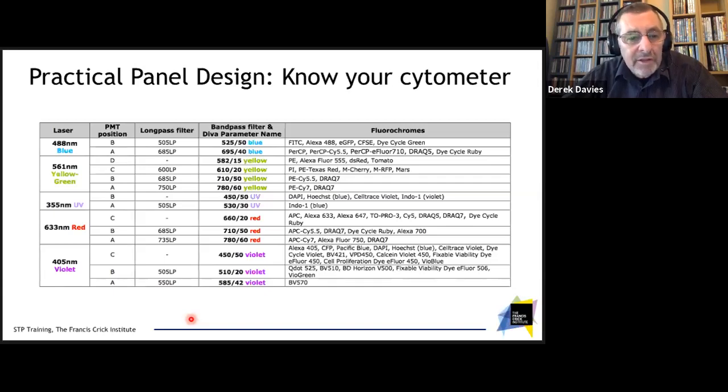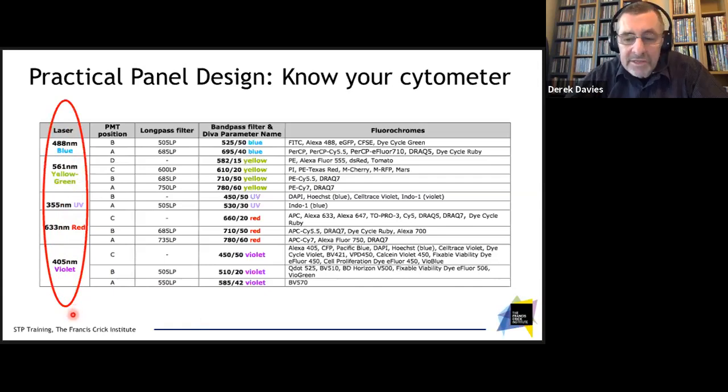Now, attached to all of our machines at the Crick and downloadable from our website are the configurations of the cytometers. So this tells me what I need to know before I even start thinking about designing an experiment. It tells me how many lasers I have available. So here I know that I've got 5 lasers, and it tells me the colors. So I've got a blue, yellow-green, a UV, a red, and a violet laser.